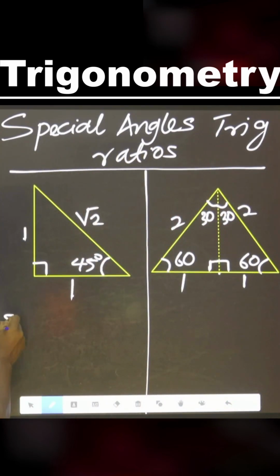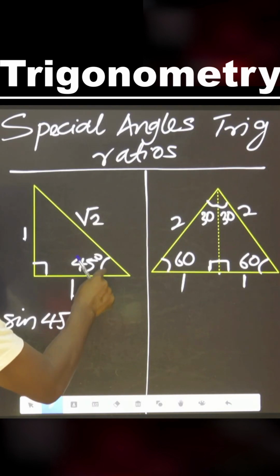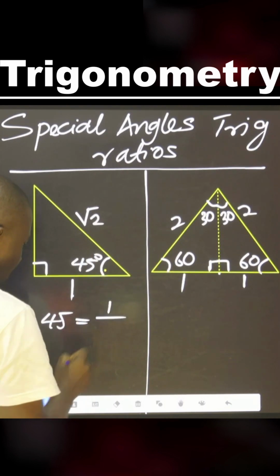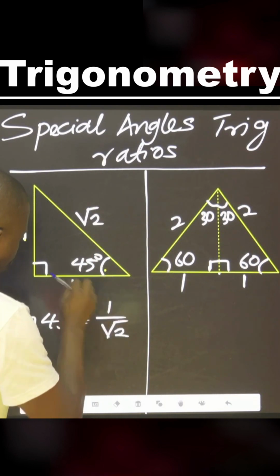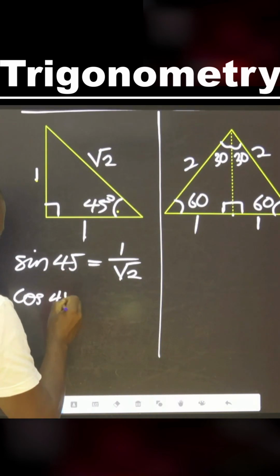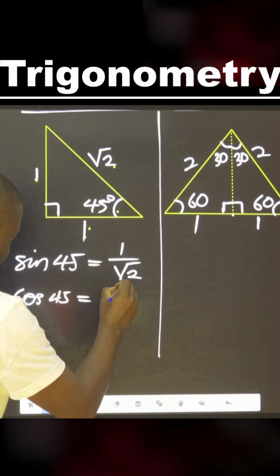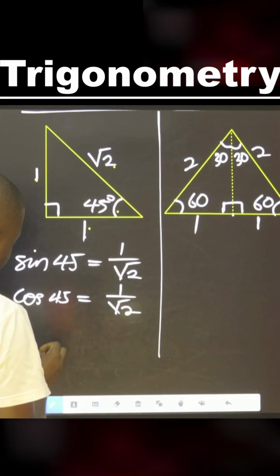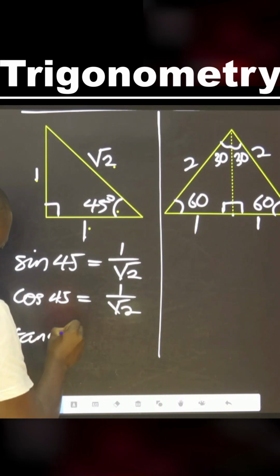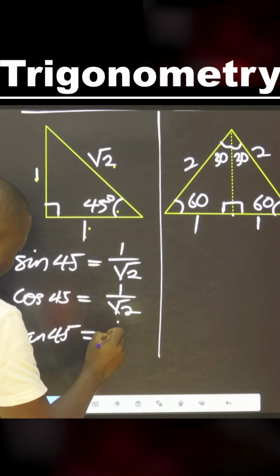Now, let's look at sine 45. Sine 45, you agree with me, is opposite over hypotenuse, which is 1 over square root of 2. Then cos 45 is equal to adjacent over hypotenuse. The same thing, 1 over square root of 2. Then tan 45 is opposite over adjacent. That is 1 over 1, which is 1.